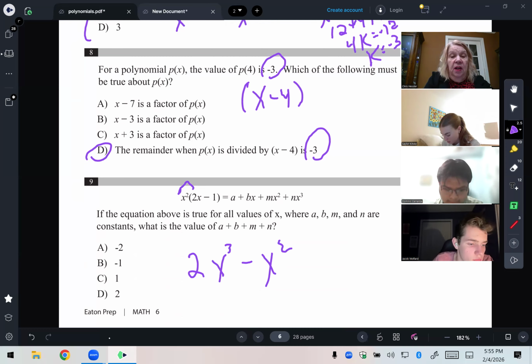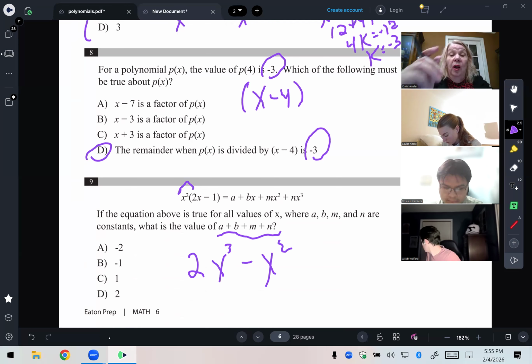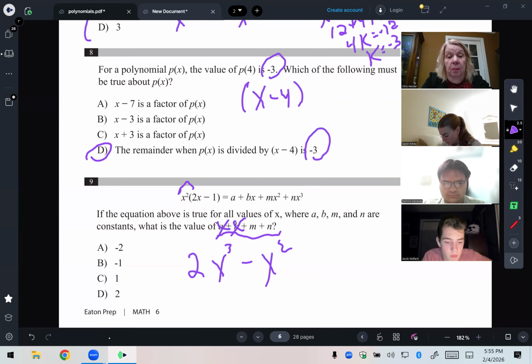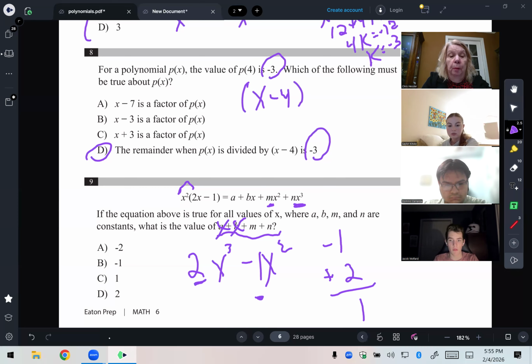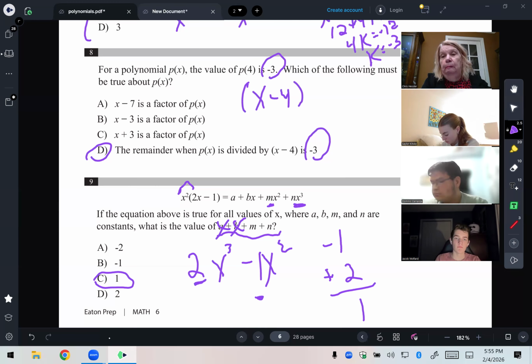Our job is to get a plus b plus m plus n. Well, guess what? They didn't give us an a and they didn't give us a b. They gave us a coefficient before the x squared. It would be a minus 1. And then before the x cubed would be a 2. And so minus 1 plus 2 would give us 1. Thank you, College Board, for 10 points.